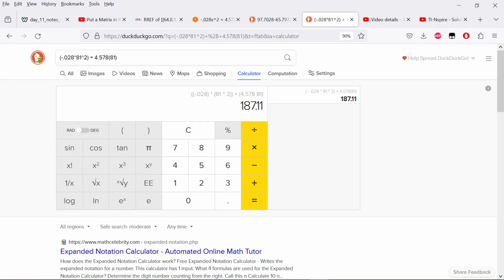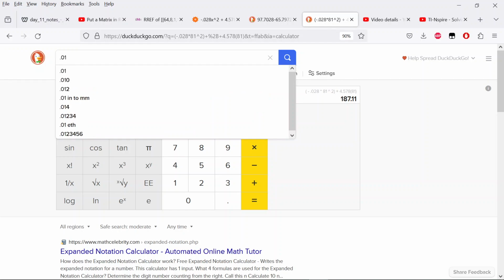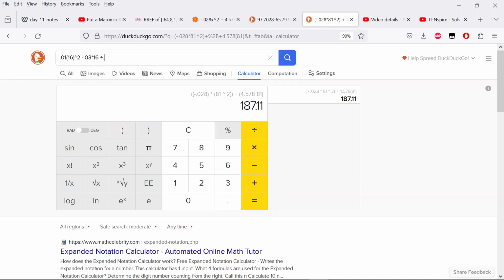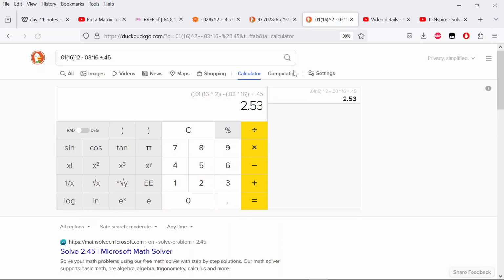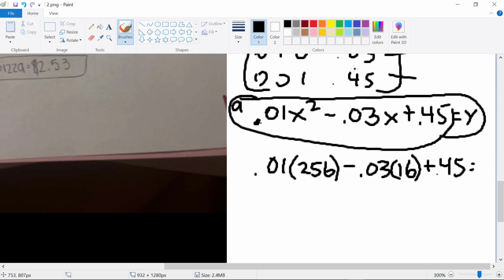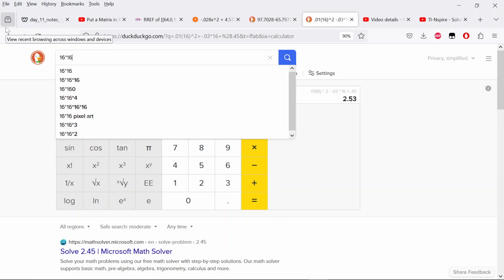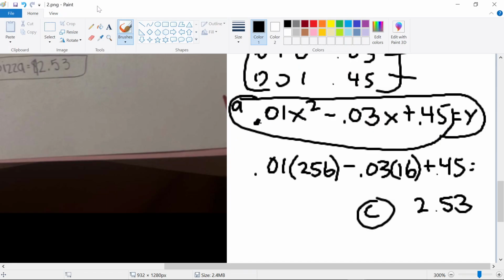let me do it somewhere here. 0.01 times 16 squared minus 0.03 times 16 plus 0.45. Is that it? Yes. And that comes out to $2.53. Did I get that right? Is 16 times 16 256? Oh, it is. How wonderful. Okay. So that's the answer to part B, $2.53.